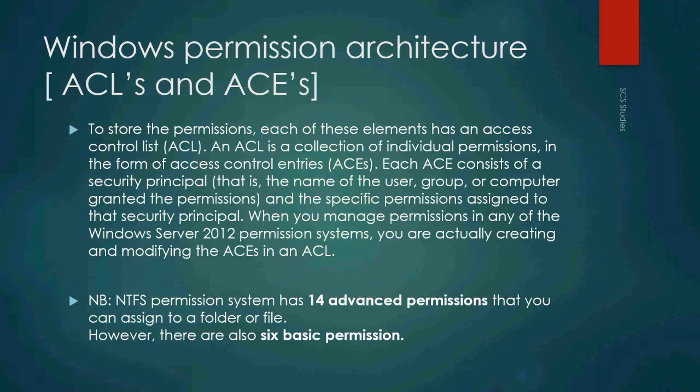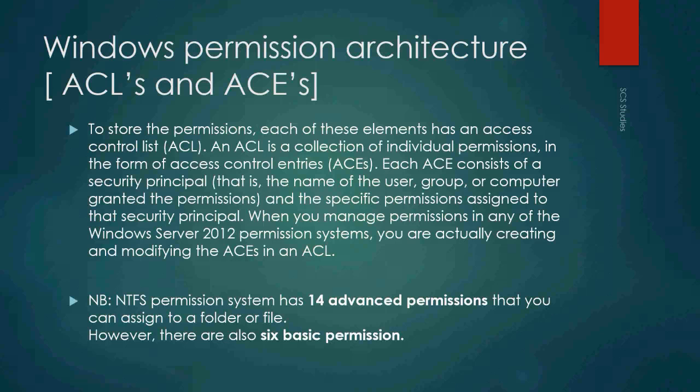Each ACE consists of a security principal. That is the name of the user, group, or computer that generated the permission. So these are the basic principals of three things: one is the user, another is the group, and the third one is the source computer, meaning the computer from where the permission has been generated.